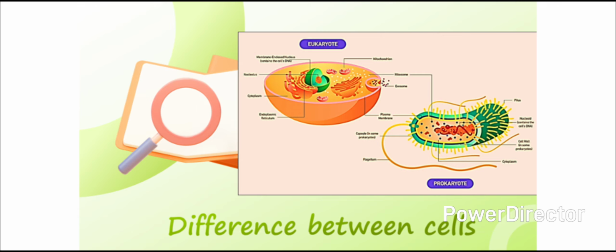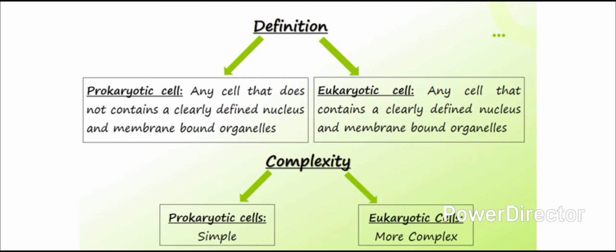Now coming back to prokaryotic and eukaryotic. These two vary in several important ways. Some of the key differences between prokaryotes and eukaryotes are listed below. First one is definition. Any cell that does not contain a clearly defined nucleus and membrane-bound organelles is called prokaryote, whereas any cell that contains a clearly defined nucleus and membrane-bound organelles is called eukaryotic cell.